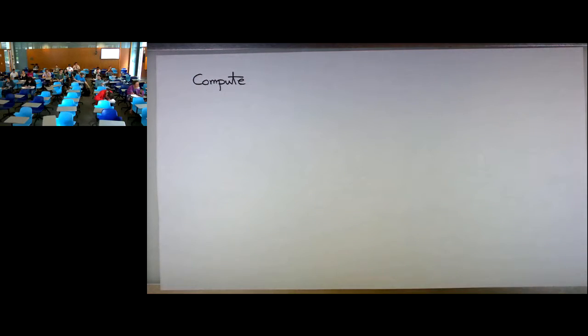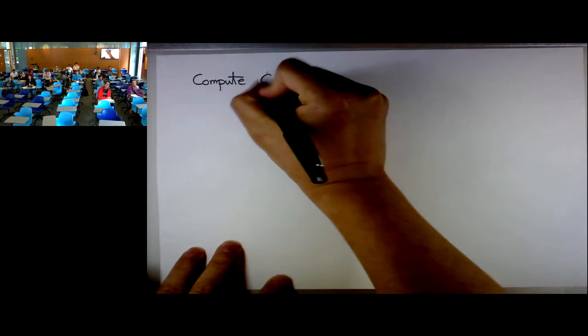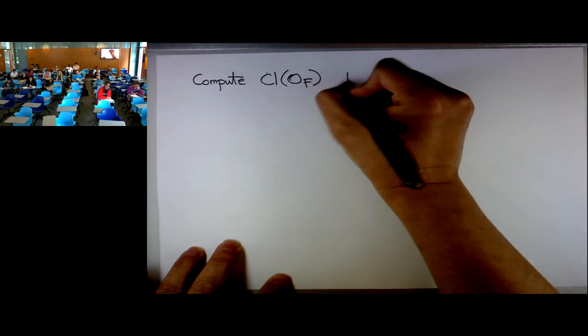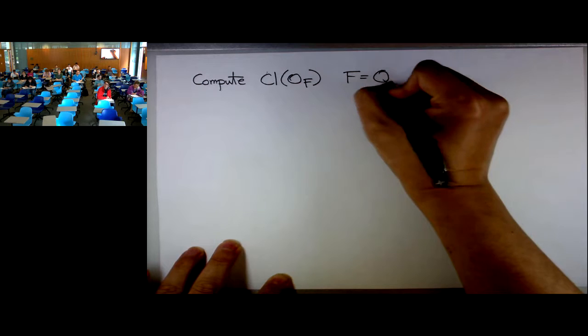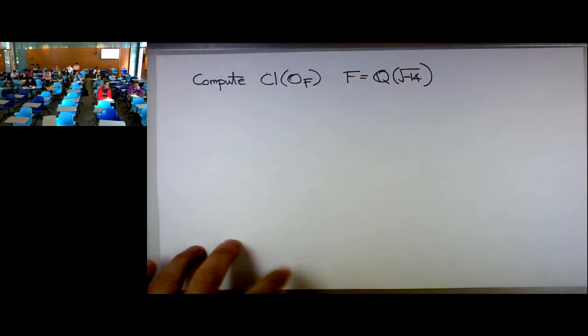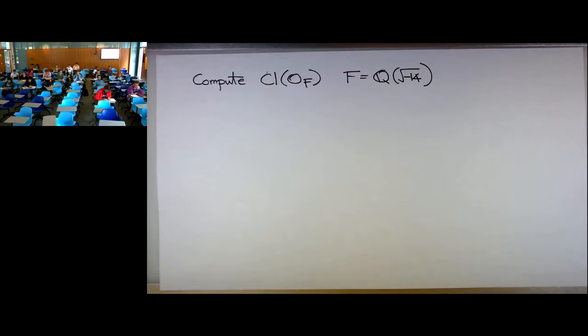So this is the fourth and last lecture on algebraic number theory. I'll start by recalling where we ended last time. We were about at the end, computing the ideal class group of a particular ring of integers, namely that of Q adjoined the square root of negative 14.